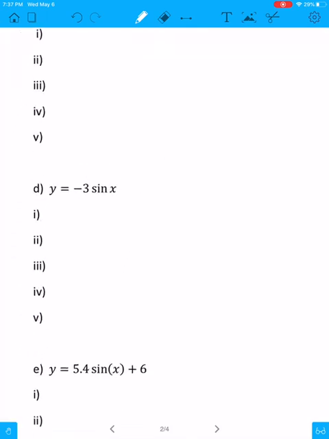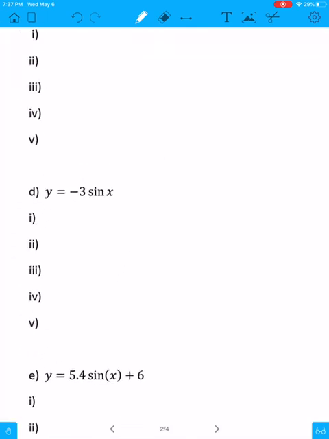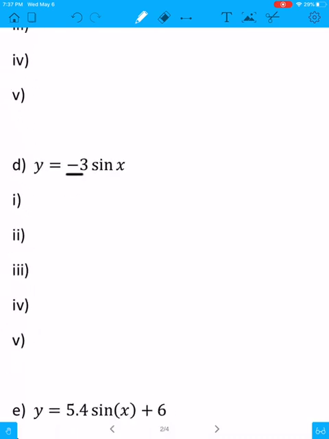Okay. For this one, my a is -3. My b is between sine and x. I don't have anything there, so my b is going to be a 1. And I don't have a c or a d. So my c and d are going to be 0. So I'm going to get y equals -3 sine, open bracket, 1x plus 0 plus 0.